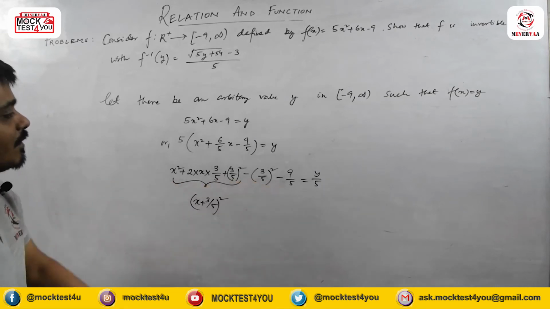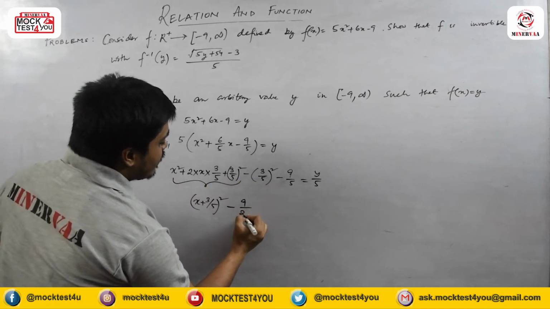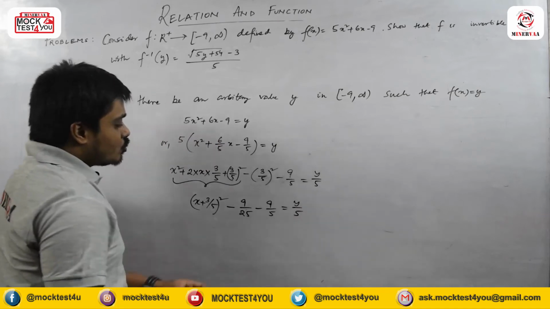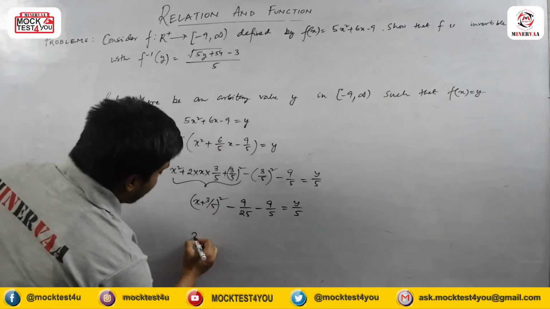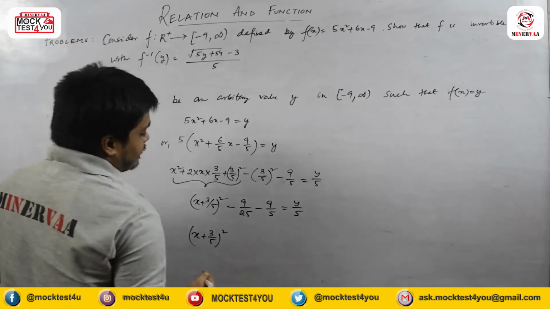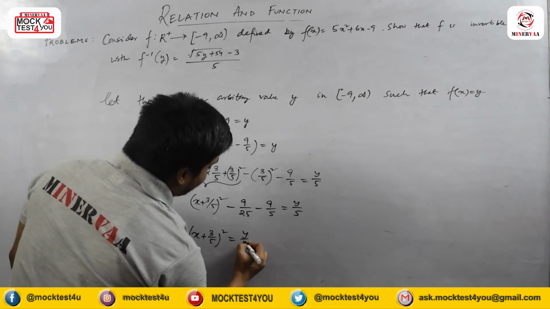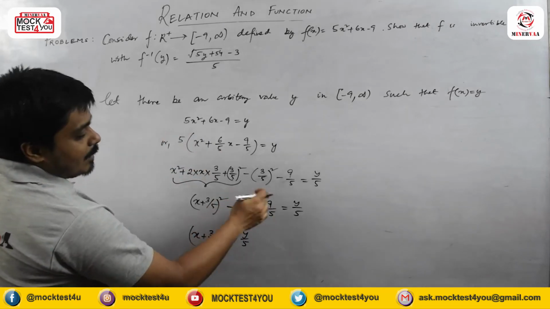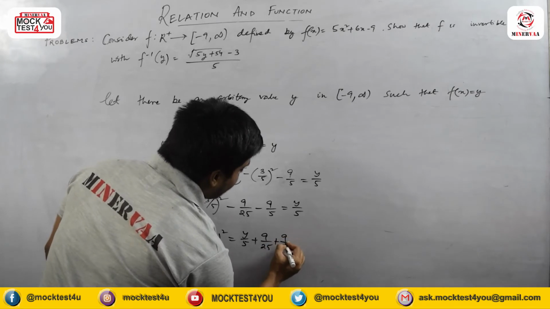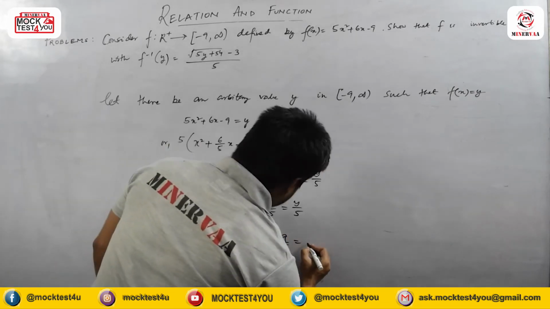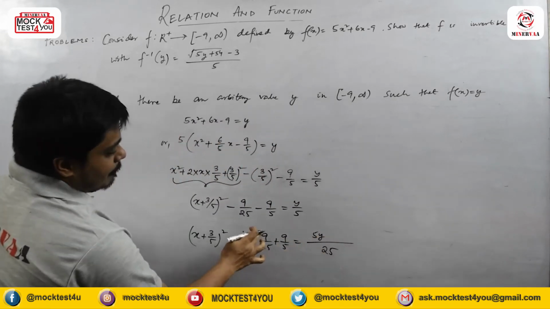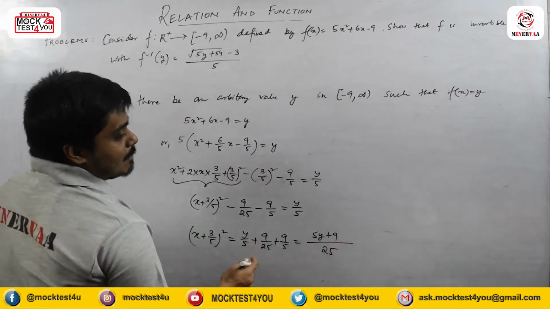Now let us simplify this one. So I get minus 9 by 25, and here we have minus 9 by 5 is equal to y by 5. So how much is this coming? This one is coming x plus 3 by 5 whole square. Let us take all of them that side. So what we get is y by 5 plus 9 by 25 plus 9 by 5. So this basically becomes, if I take the LCM as 25, I get 5y plus 9 and plus 45.